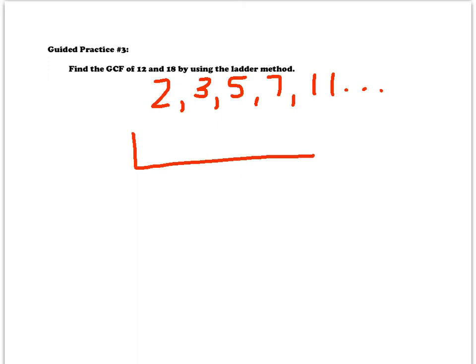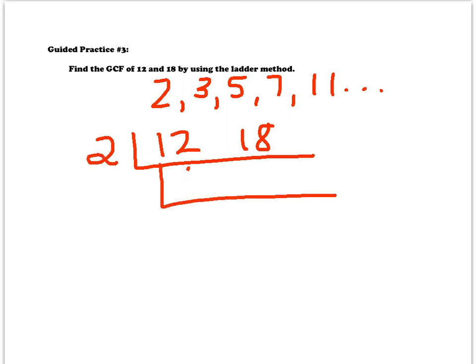In guided practice number 3, we'll find the GCF of 12 and 18 by using the ladder method. Let's start by listing our prime numbers 2, 3, 5, 7, and 11. And then we can start our ladder. So we have 12 and we have 18. We ask ourselves which number in the prime numbers are both of these numbers divisible by. If I look at my list, 12 is divisible by 2 and 18 is also divisible by 2. So I'll put 2 on the outside of the ladder. 12 divided by 2 is 6, and 18 divided by 2 is 9.